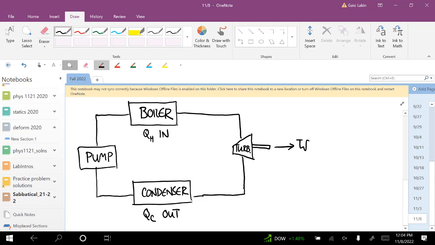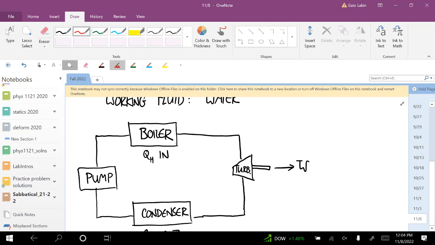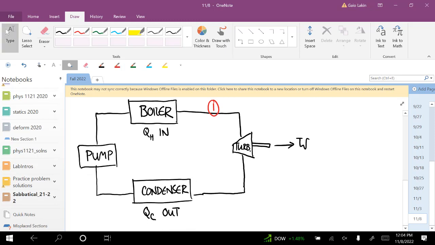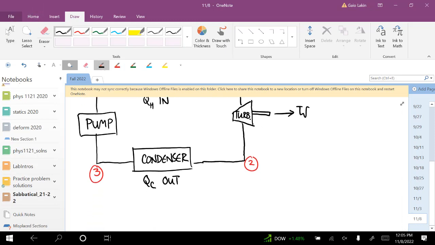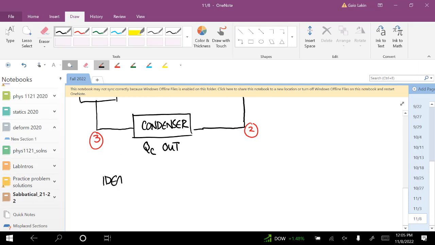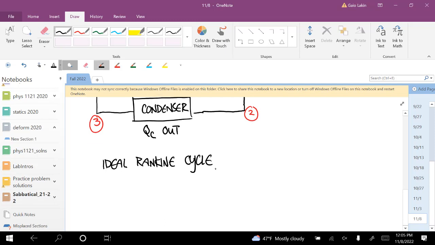I'm going to name the states in between these things, and I'm going to keep using these numbers throughout this whole discussion. State one is going into the turbine, and state two is out of the turbine. Then state three is out of the condenser. And state four is out of the pump going back to the boiler. In the ideal Rankine cycle, that's what we're going to talk about first, here are the assumptions we're going to make.